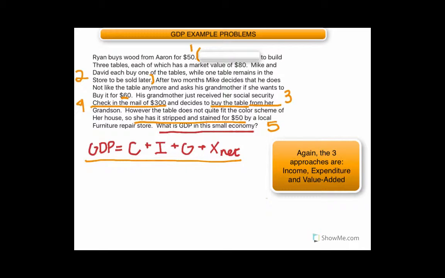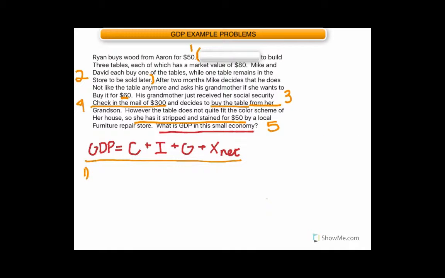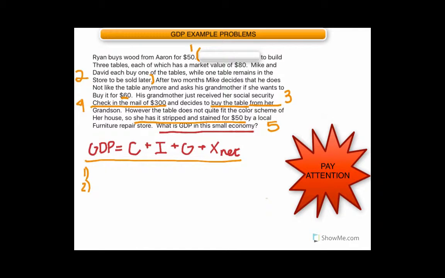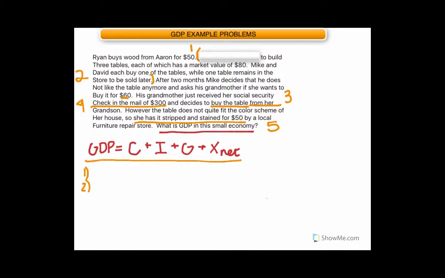In scenario 1, Ryan buys wood from Aaron for $50. But in scenario 2, these tables are created to reach their final market value of $80. So how do we use both of these situations? Well, in scenario 1, Ryan does consume that $50. However, this ends up being an intermediate good because he uses that $50 of wood to create 3 tables.